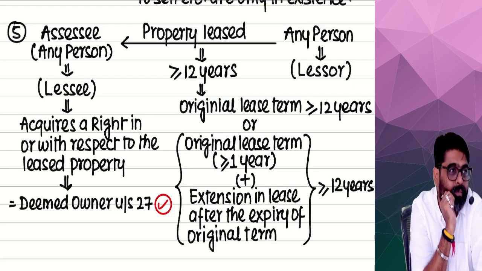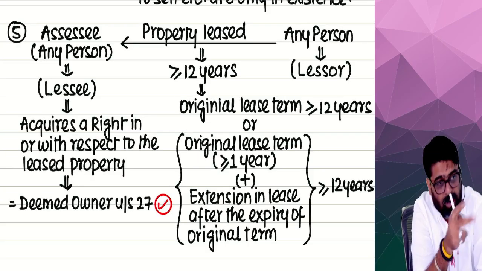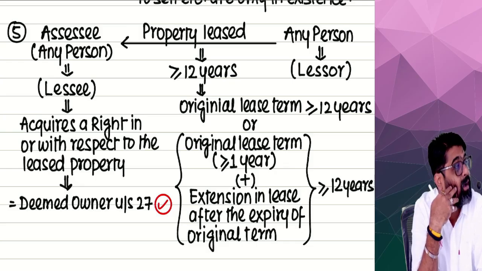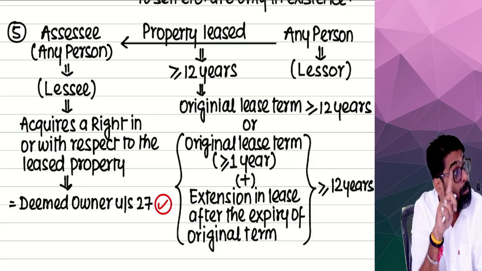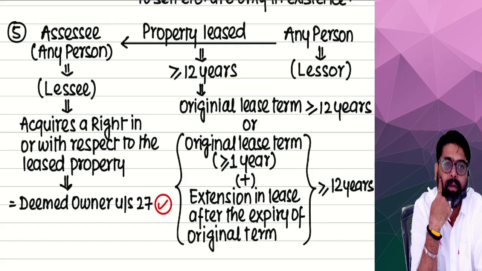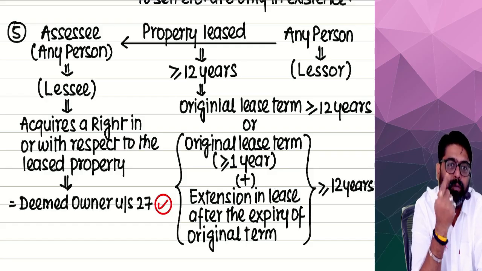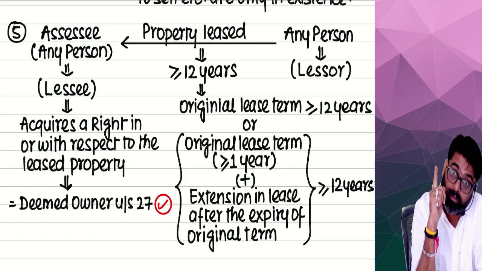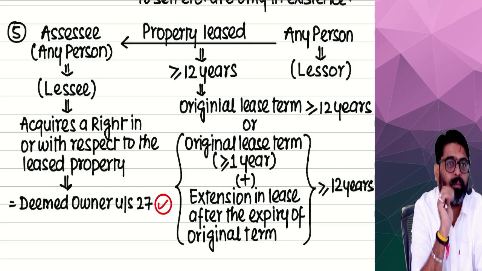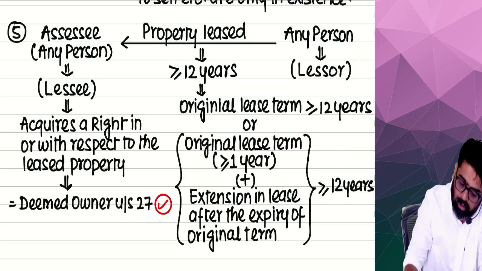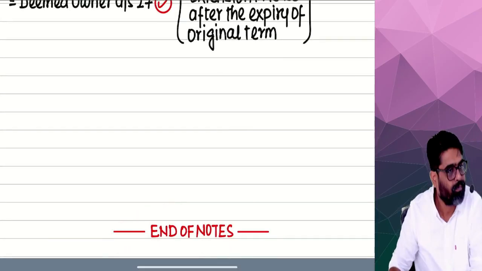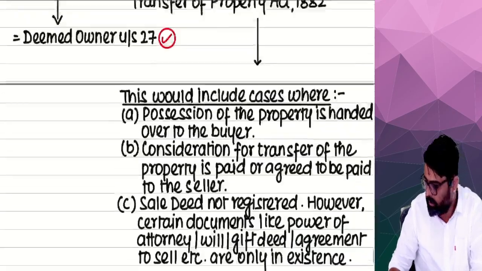So the original time is 2 years. After 2 years expire, for another 23 years the lease can be extended. So 23 plus 2, because now this period is 1 year or more. Getting my point? So the total period is, will you get the right? Till 2050, now you will get the right. So now you will be treated as deemed owner. Getting my point, everyone? So this was your last case, and this is the end of the chapter.